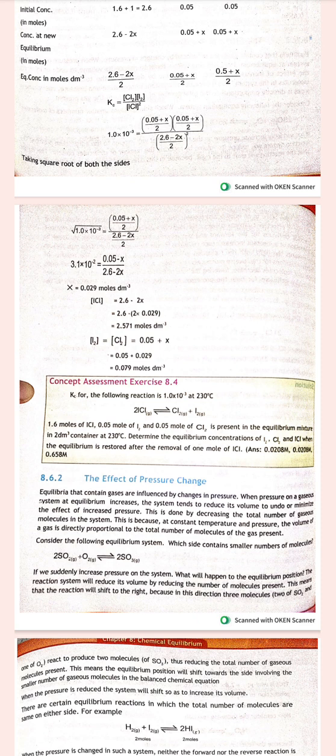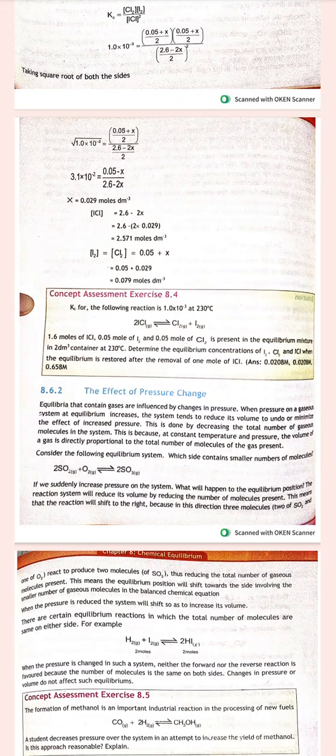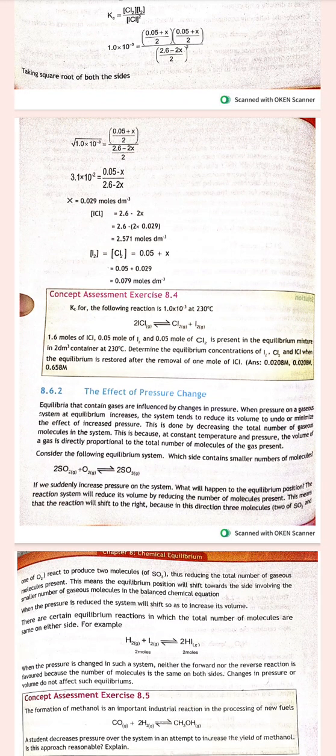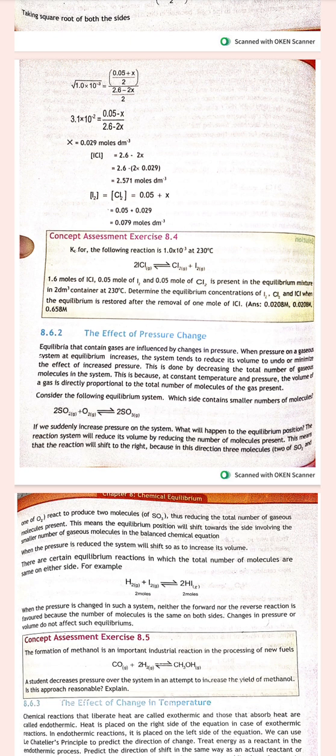1.0 into 10 to the minus 3 is equal to, so we are putting these values and taking the square root on both sides. So we got the value for x as 0.029 moles per decimeter cube. Now we can calculate the concentrations for ICl, that is 2.571, by putting the value of x, and for I2 and Cl2, by putting the value of x, we got 0.079 moles per decimeter cube.